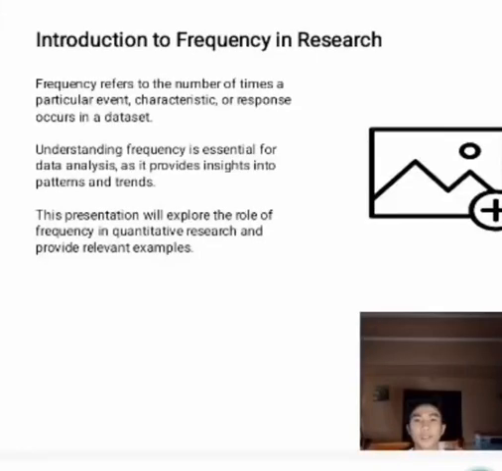The title of our topic is Frequency in Research with Examples. First, introduction to frequency in research. Frequency refers to the number of times a particular event, characteristic, or response occurs in a dataset. Understanding frequency is essential for data analysis as it provides insights into patterns and trends. The presentation will explore the role of frequency in quantitative research and provide relevant examples.